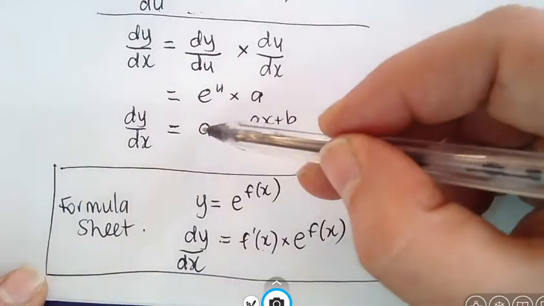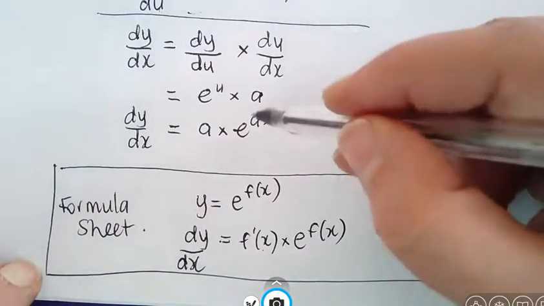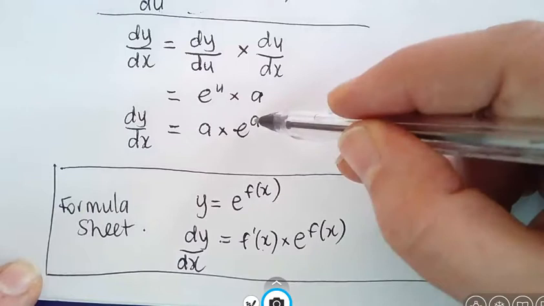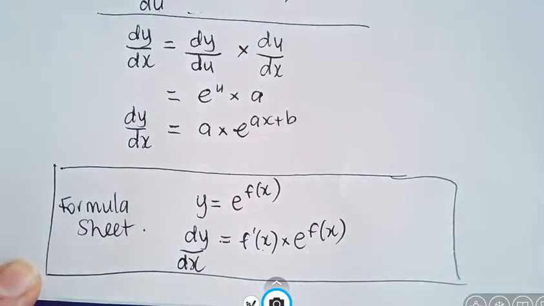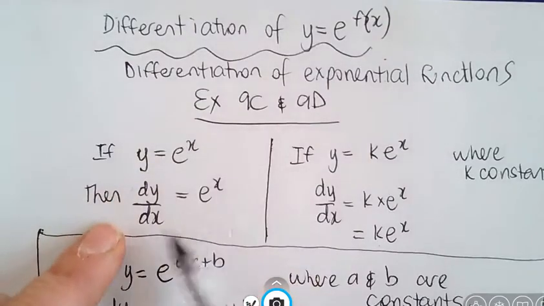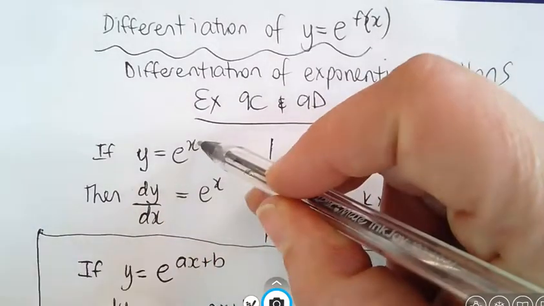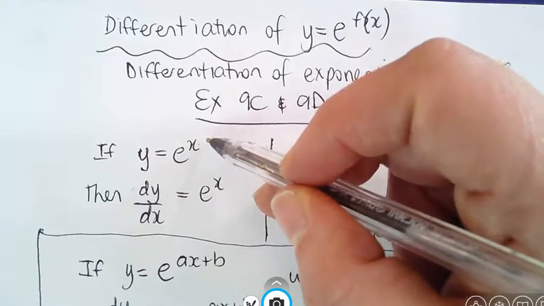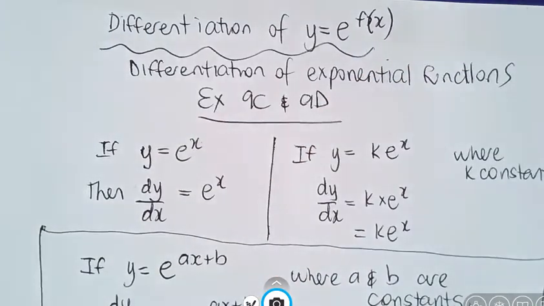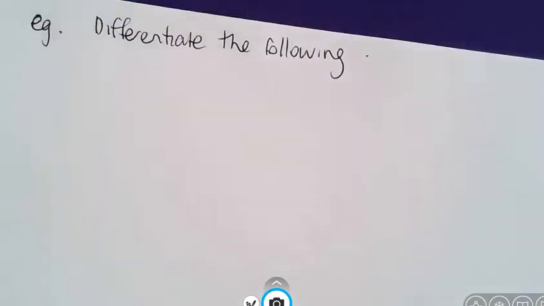What you don't see on your formula sheet is this a business at the front, but a is the derivative of ax plus b. If I differentiate ax plus b, I get a. Well, because if y equals e to the x, then dy dx is e to the x times, what do you get when you differentiate x or 1x? 1 times 1 is e to the x. So it does work. Okay? All right. So let's look at some examples.